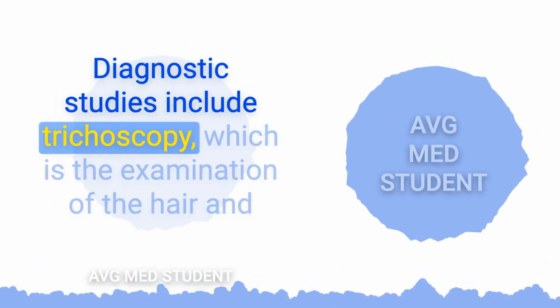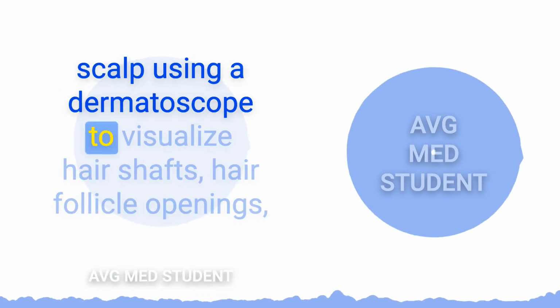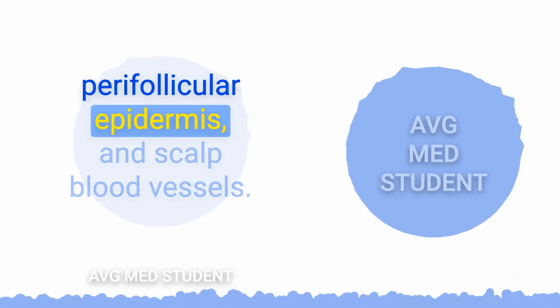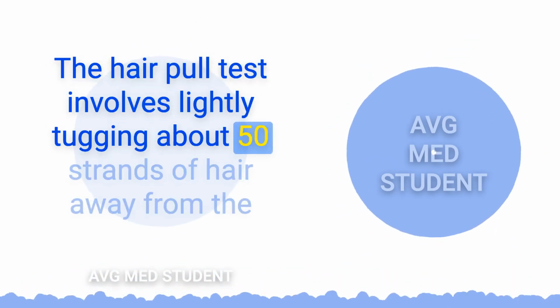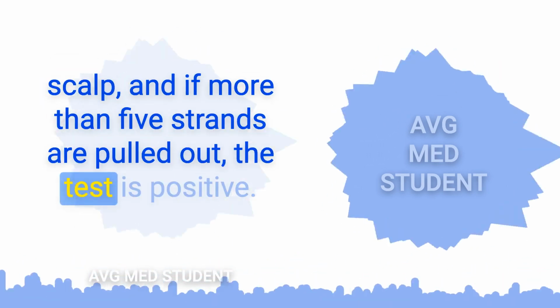Diagnostic studies include trichoscopy, which is the examination of the hair and scalp using a dermatoscope to visualize hair shaft, hair follicle openings, parafollicular epidermis, and scalp blood vessels. The hair pull test involves lightly tugging about 50 strands of hair away from the scalp, and if more than 5 strands are pulled out, the test is positive.